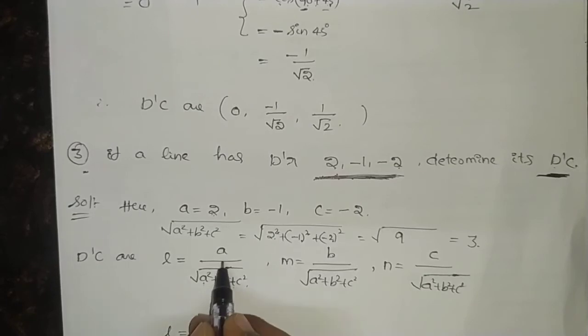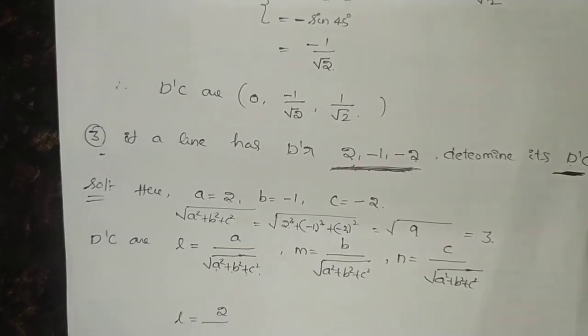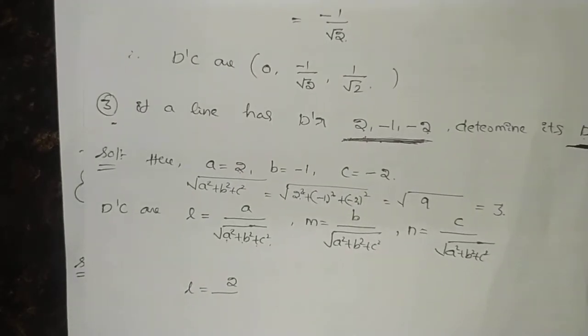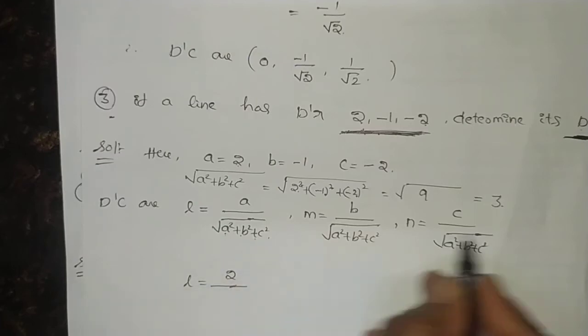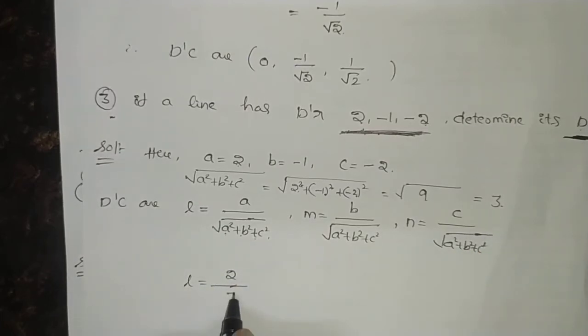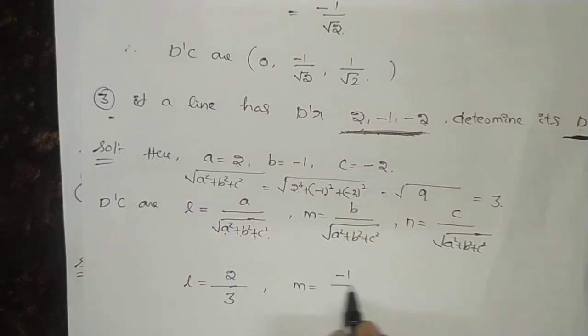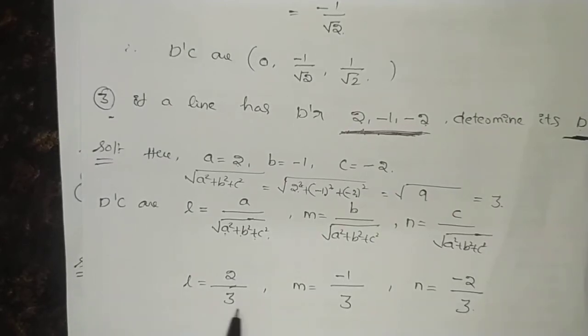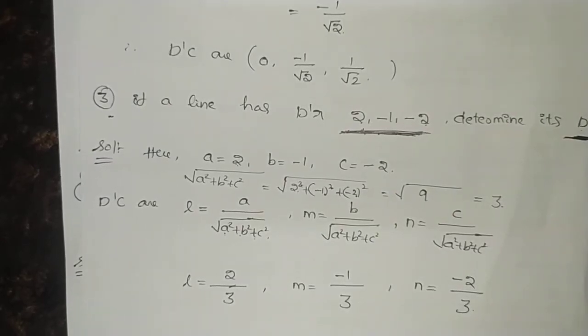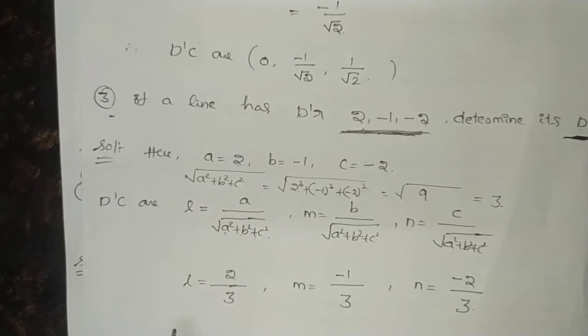Now substitute the values. l equals a is how much? 2 divided by square root of a square plus b square plus c square, which is 3. So 2 divided by 3. m equals b is what? -1. -1 divided by 3. n equals c is what? -2. -2 divided by 3. So these are the direction cosines.